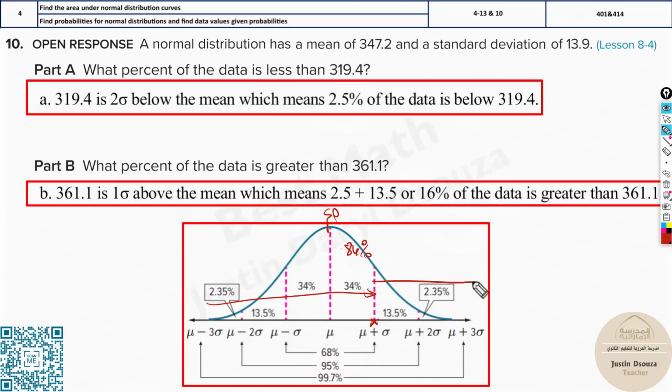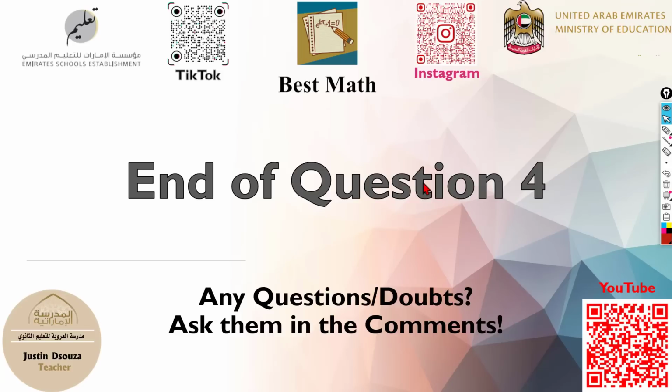Now we need greater than. They have clearly mentioned it's greater, so not this answer. Greater, not 84. 100 minus 84% will be 16%. So that is your answer. All the values that are greater than 361.1 are 16%. So there you go, these would be the answers. And that's how you solve question number 4.